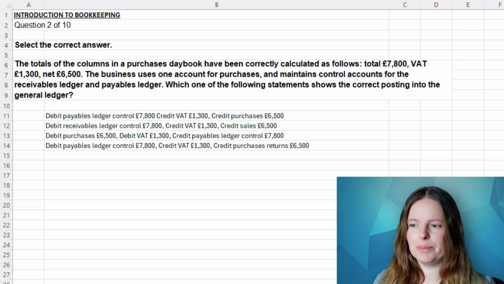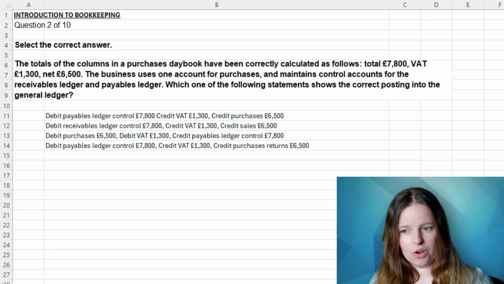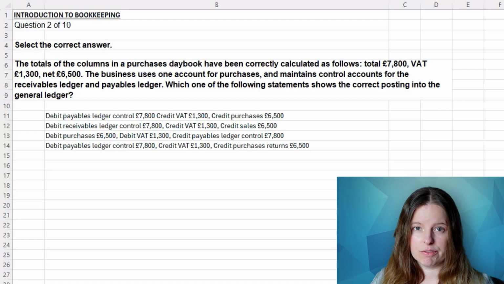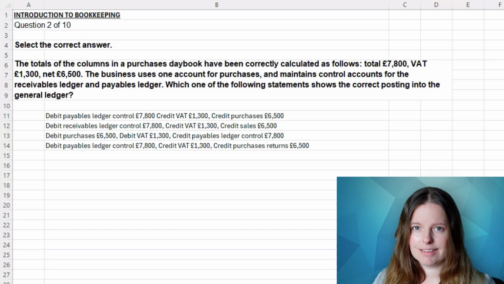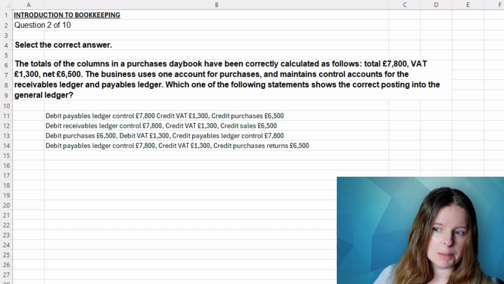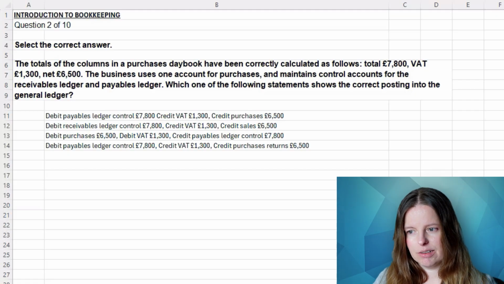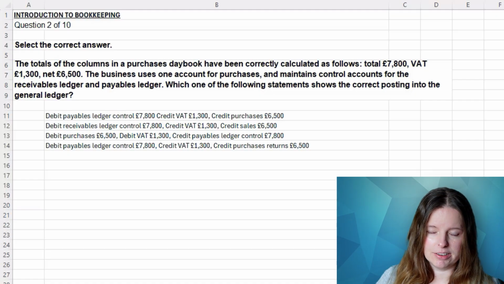Okay, question number two. Select the correct answer here. The totals of the columns in a purchases day book have been correctly calculated as follows: total 7,800, VAT 1,300, and net 6,500. The business uses one account for purchases and maintains control accounts for the receivables ledger and payables ledger. Which one of the following statements shows the correct posting in the general ledger?